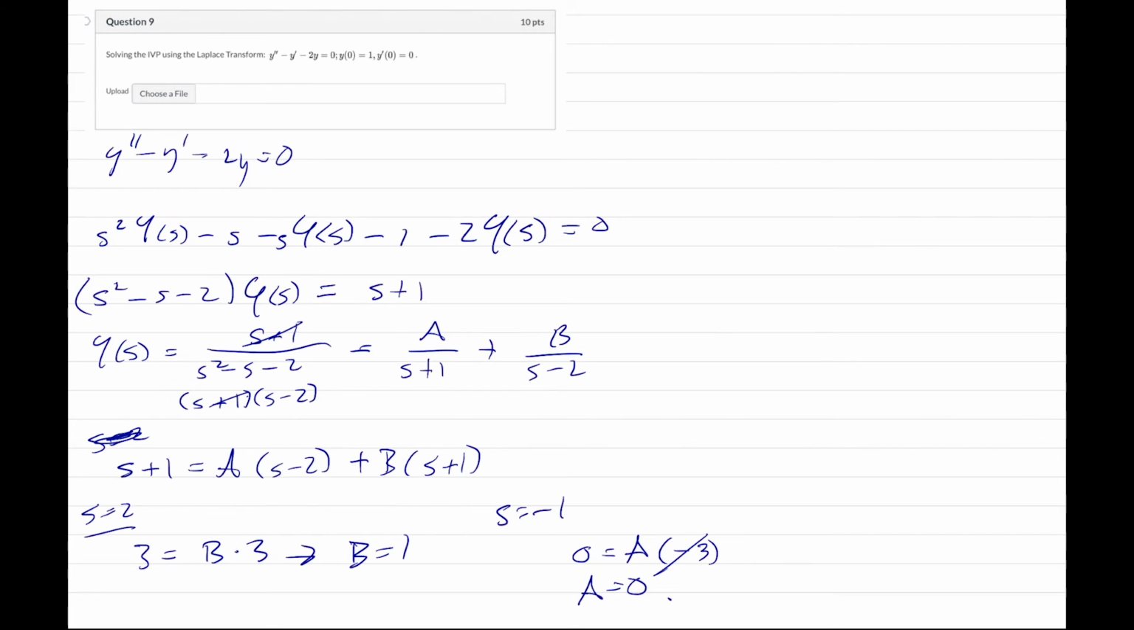Alright, so that tells me then that this is just 1 over s minus 2, and so then it tells me that y of t is equal to e to the 2t. Right, there we go. Okay, so you didn't have to do partial fraction decomposition here at all. That was just me screwing up.